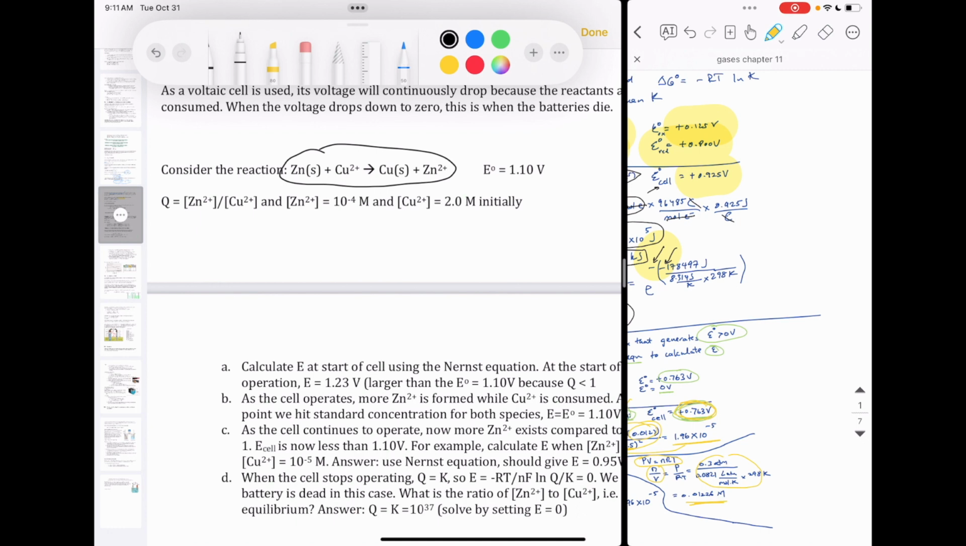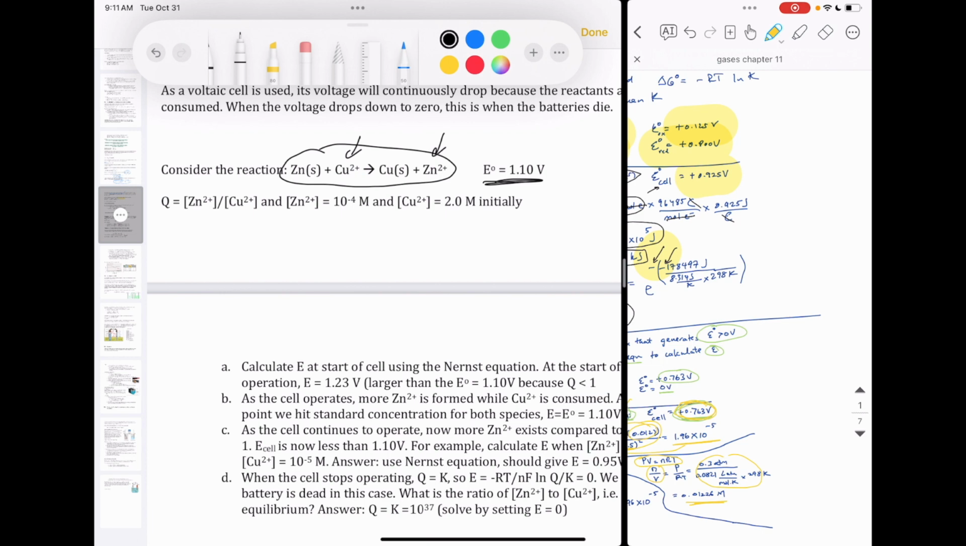And so let's imagine that we have a battery that's made up of the zinc and copper pairing that we've looked at throughout this chapter. Okay, the standard cell potential for that pairing is 1.1 volts. So that would be how much voltage you will get out of that battery if you were to have every species at 1 molar in the aqueous solution, right?